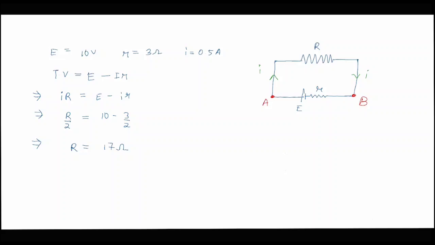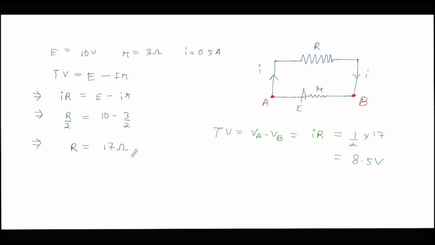So if we calculate the terminal voltage of this battery, the terminal voltage, which is also equal to VA minus VB, is equal to I into capital R, which is half of 17, and the value is equal to 8.5 volt. So the terminal voltage is equal to 8.5 volt and the external resistance is 17 ohm for this particular problem.